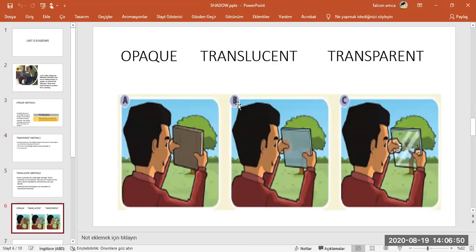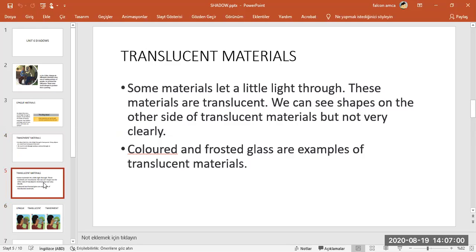And what is B? Let's learn what B is. B is the translucent material. What does translucent mean? Translucent: a little light can pass through it, like colored and frosted glass. Okay, you know there are some windows that are colorful or made from frosted glass. You can see the shape, but you cannot see clearly. It is the translucent one.